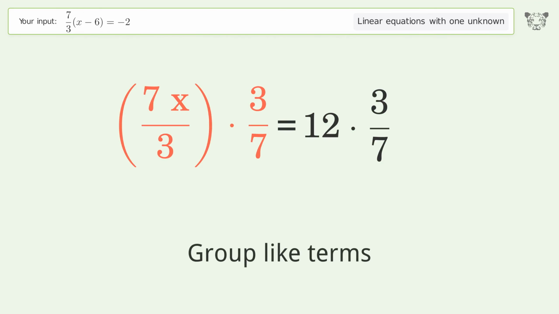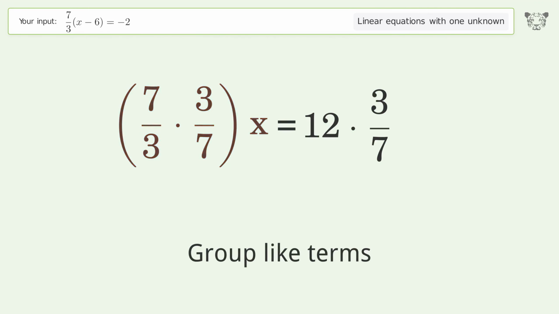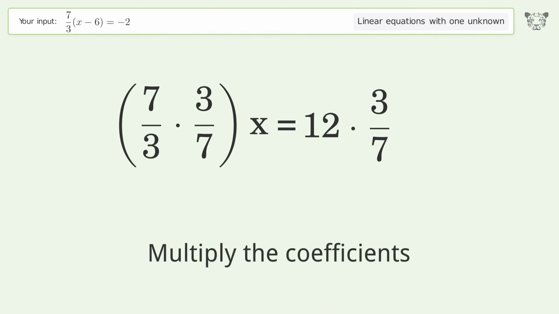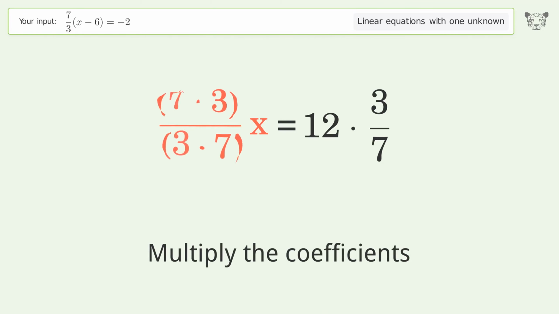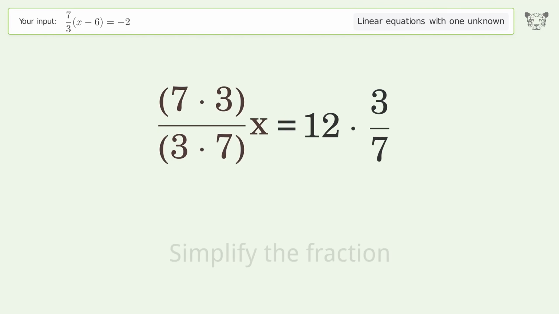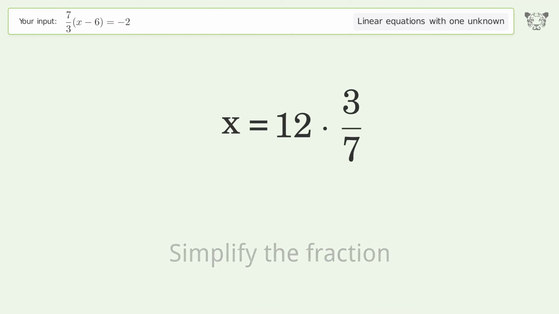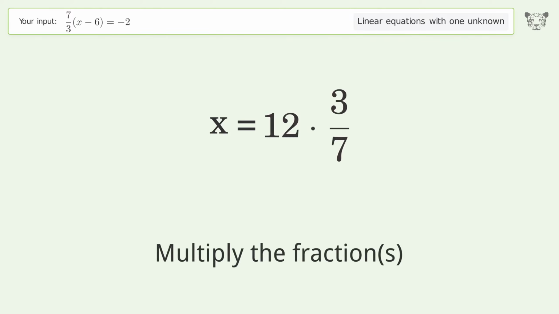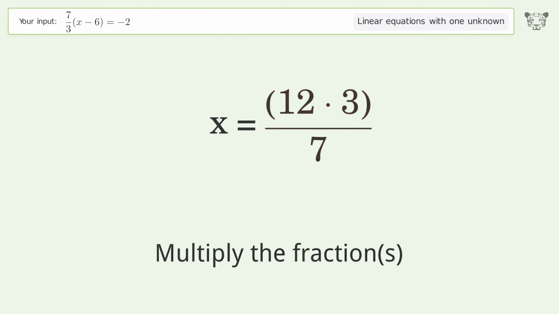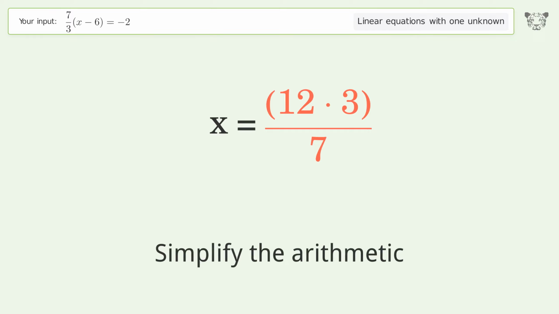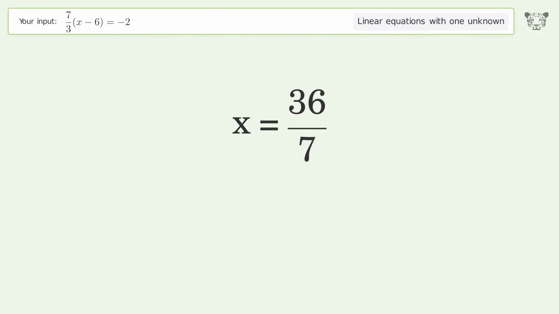Group like terms. Multiply the coefficients. Simplify the fraction. Multiply the fractions. Simplify the arithmetic. And so the final result is x equals 36/7.